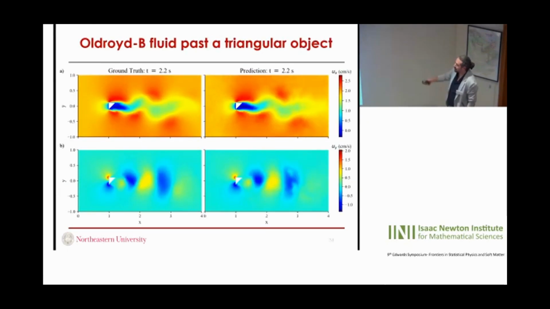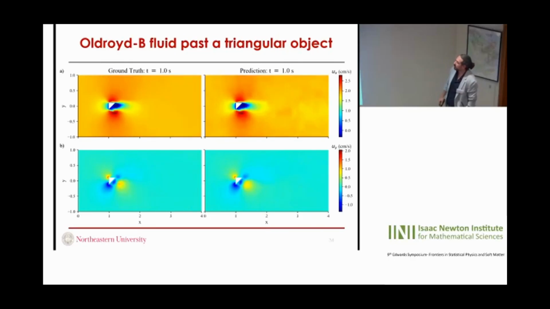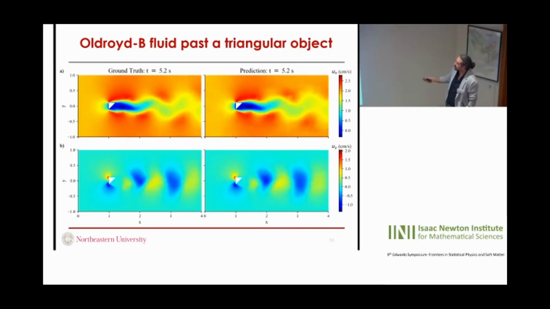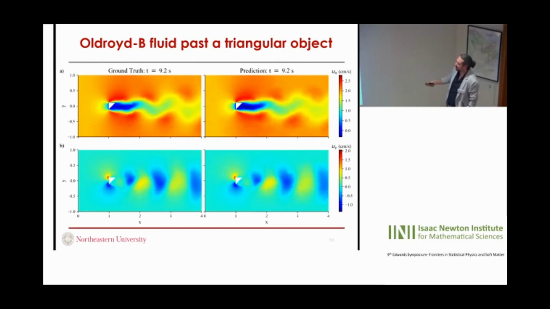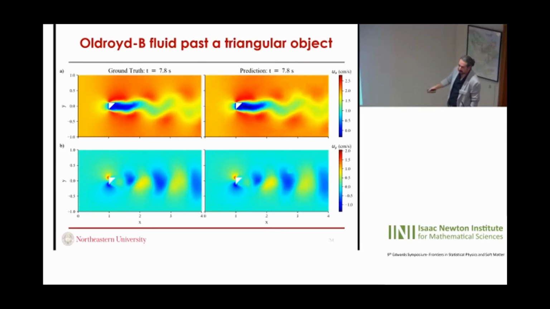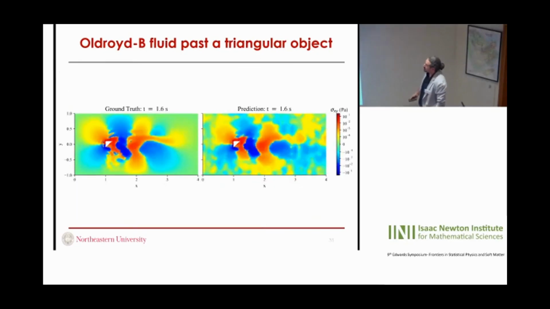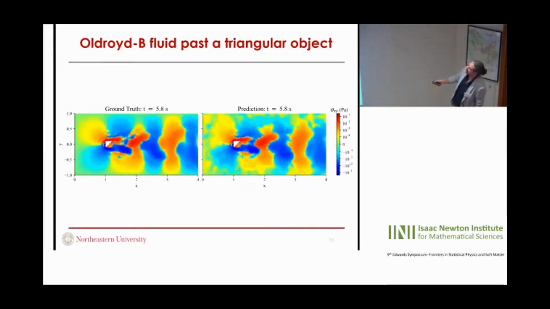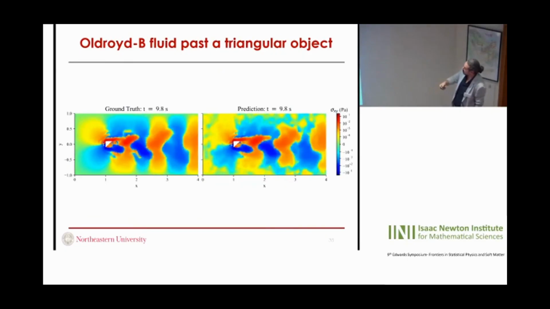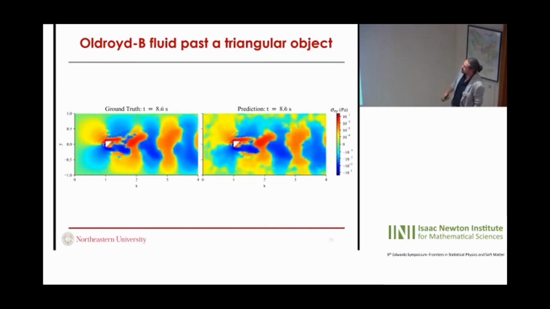You can make it more fun, flow past a triangular obstacle at different Weissenberg numbers. This is velocity in the x direction, velocity in the y direction. On the left, you're seeing the finely resolved numerical solutions. On the right is the transformer solution, and it's pretty stable for different Weissenberg numbers. I'll show you that in a second. But this is basically the stresses.